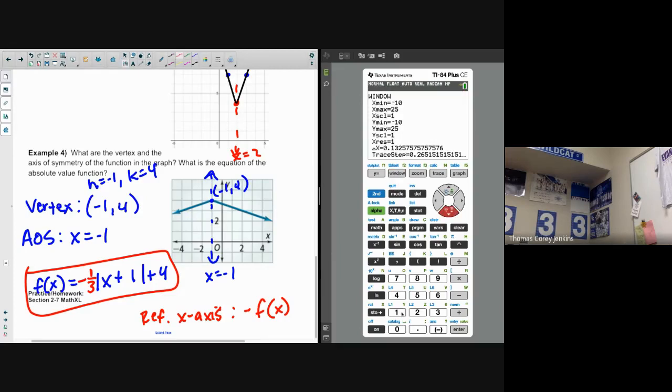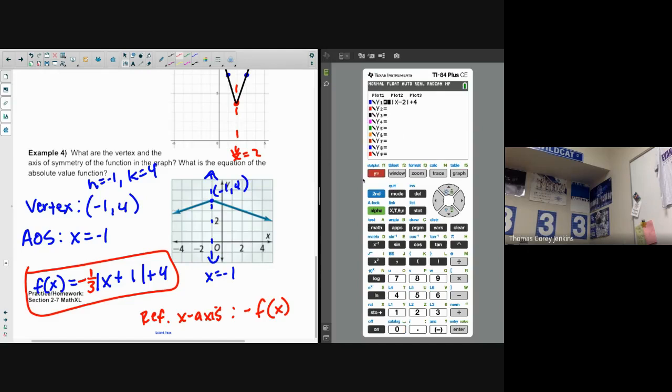Make my window look more normal before I do that. Give it just a second. Sorry about the waiting. Okay, just making my window go back to normal.